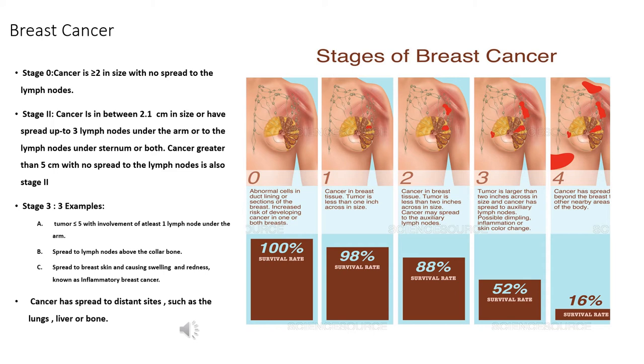In stage zero, the cancer has no spread to the lymph nodes. It means that in the zero stage, the cancer cell size will be less than or equal to 2, and it has not spread over the body, and the survival rate for this stage of cancer is 100%.